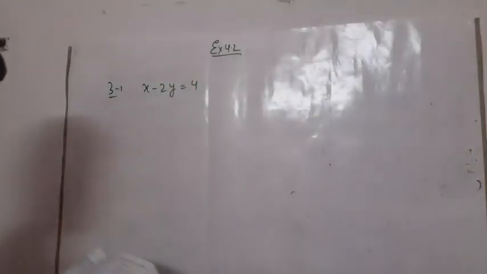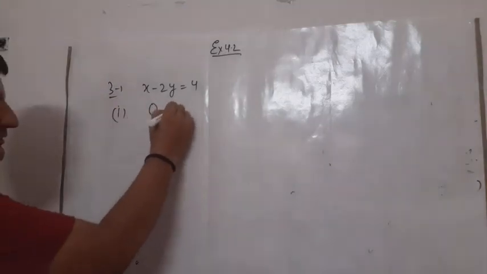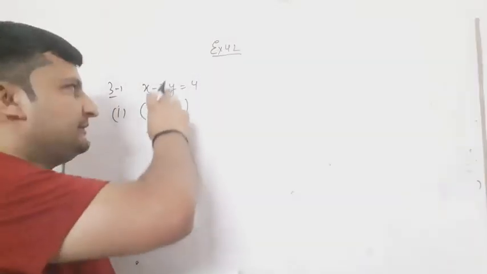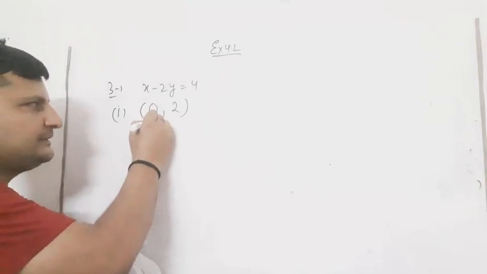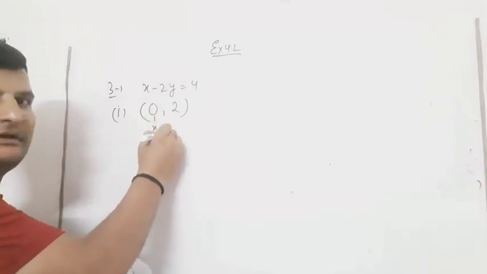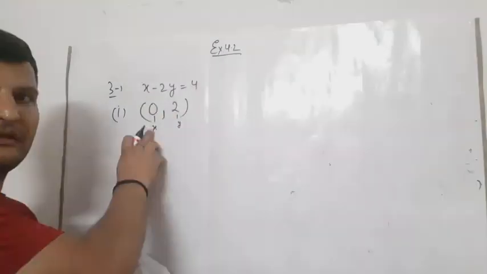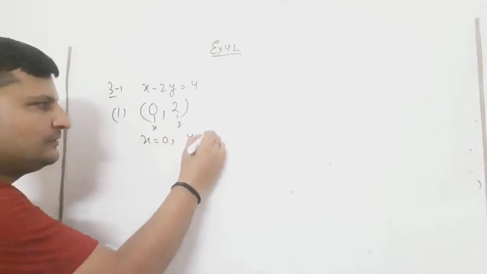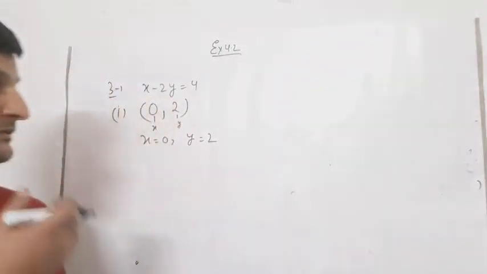Solution means I am writing like this. First is 0, 2. We have to check by putting these values in this equation. In coordinate geometry, I have told you that the first one is always called the x coordinate and the second is always called the y coordinate. So here the value of x is 0 and y is 2.